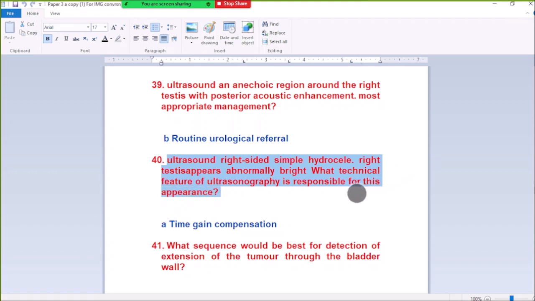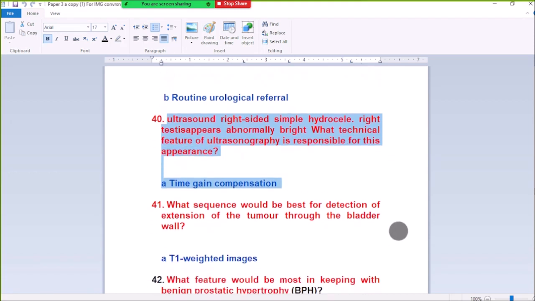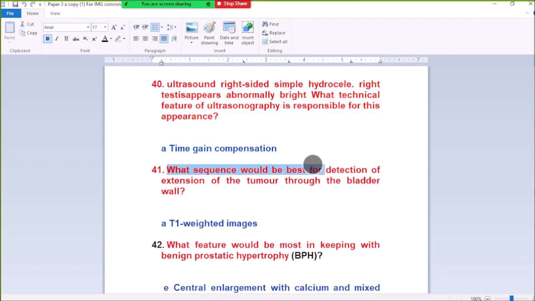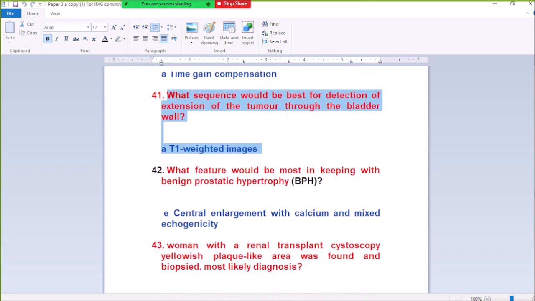The right testis appears abnormally bright. What technical criterion of ultrasonography accounts for this appearance? Time gain compensation. 41. What sequence would be best for detection of extension of tumor to the bladder wall? T2 weighted images. T1 for anatomy, T2 for pathology. So extension of tumor to the bladder wall is T2.